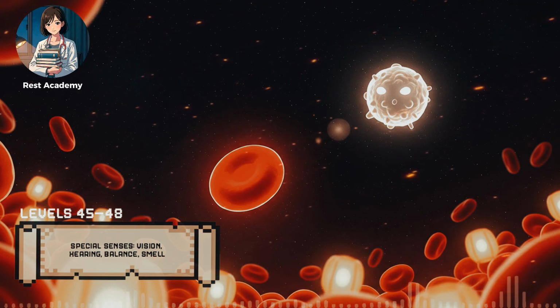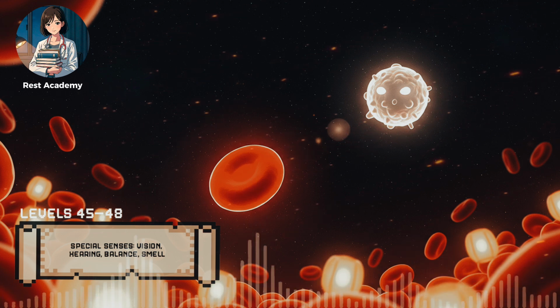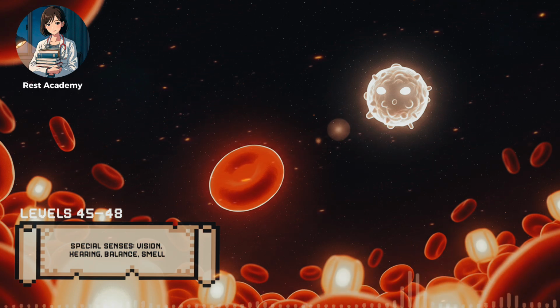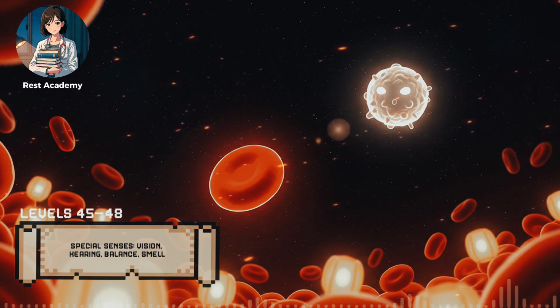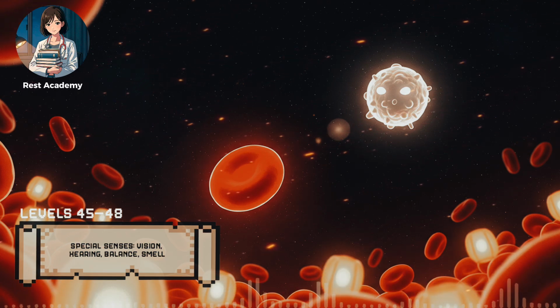Balance, or vestibular function, begins in the inner ear, where fluid movement deflects hair cells in two types of sensors. The semicircular canals detect angular acceleration. Each canal contains an ampulla with a crista ampullaris, hair cells embedded in a gelatinous cupula. Head rotation displaces endolymph, which lags due to inertia, bending the cupula and stimulating hair cells. The three canals, horizontal, anterior, and posterior, are oriented at right angles, allowing three-dimensional motion detection.